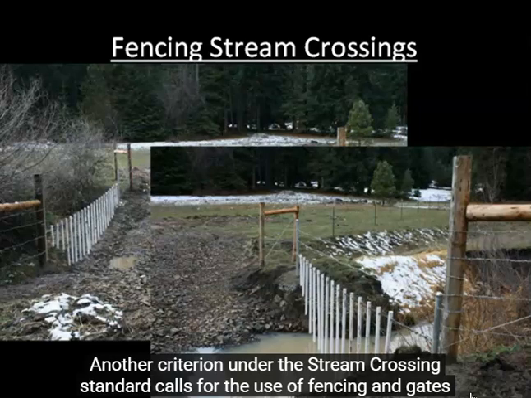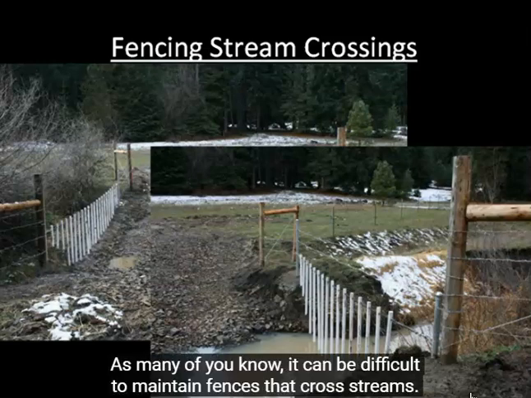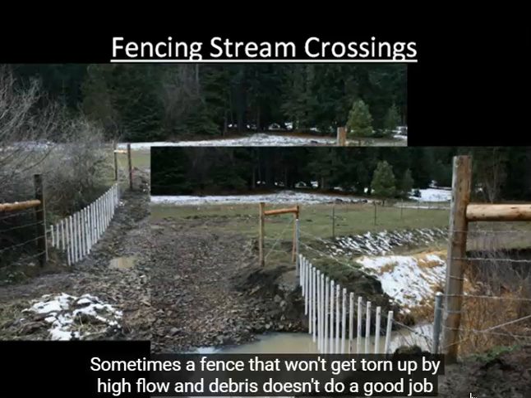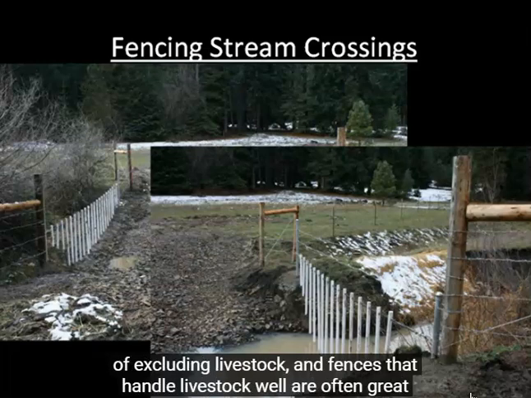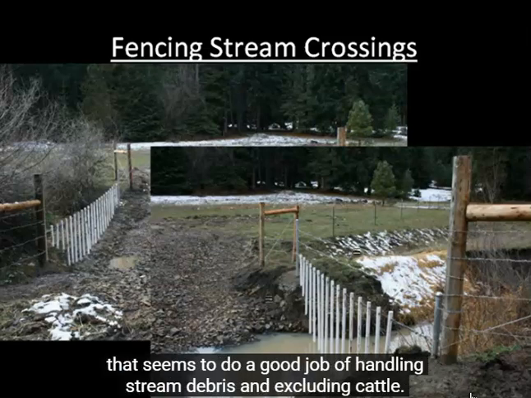Another criterion under the stream crossing standard calls for the use of fencing and gates to manage livestock use of the area. As many of you know, it can be difficult to maintain fences that cross streams. Sometimes a fence that won't get torn up by high flow and debris doesn't do a good job of excluding livestock, and fences that handle livestock well are often great at catching debris. These shots illustrate a cross-fencing technique that I've used in the past on projects that seems to do a good job of handling stream debris and excluding cattle.